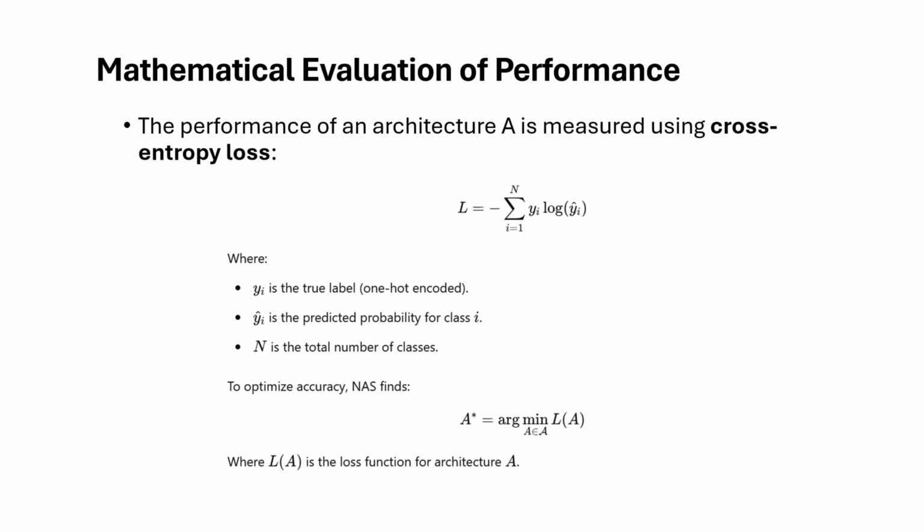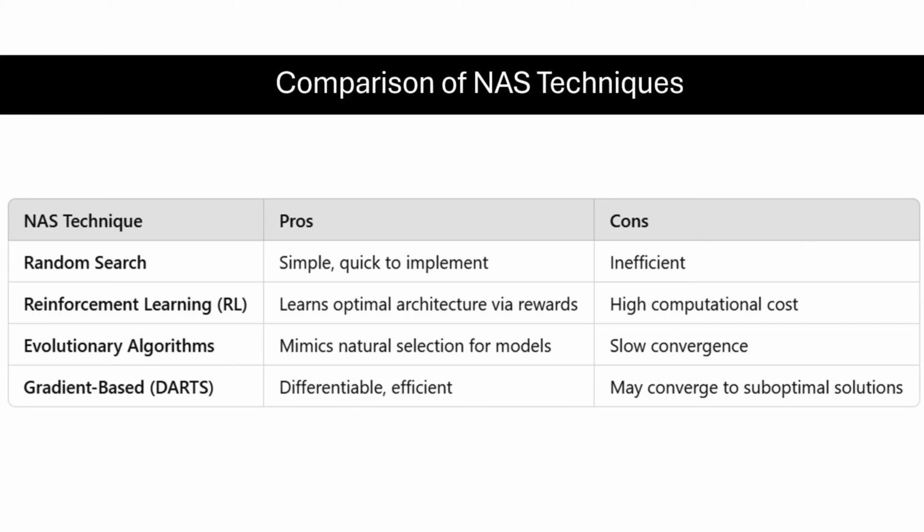Performance of an architecture A is measured using cross-entropy loss, where L of A is the loss function for architecture A. NAS techniques vary in efficiency and cost.